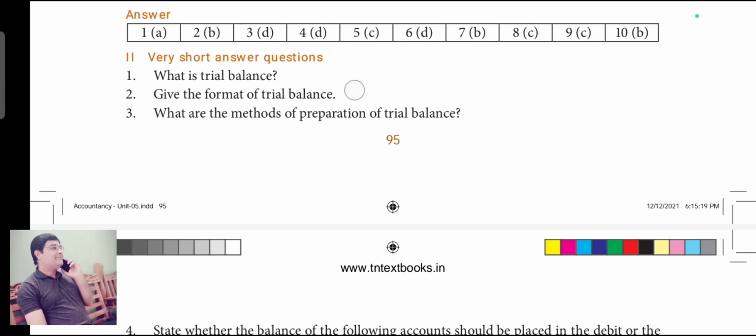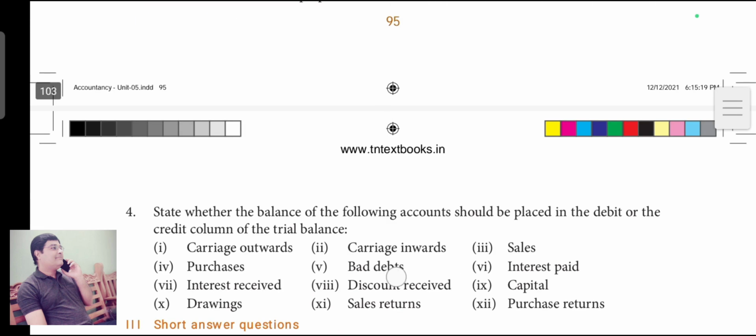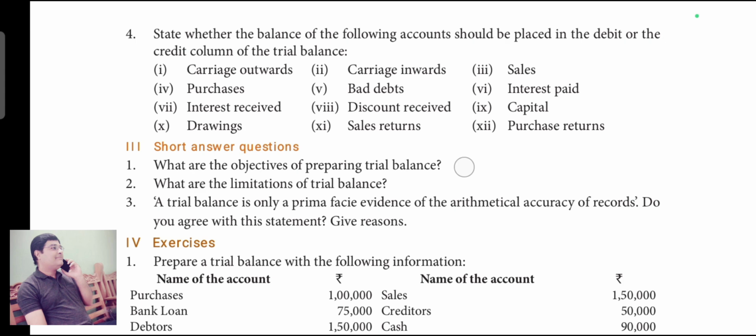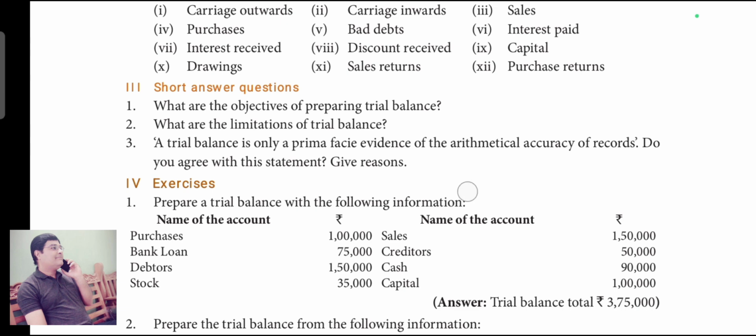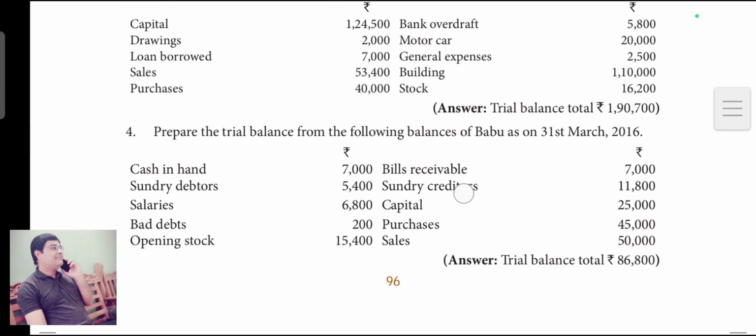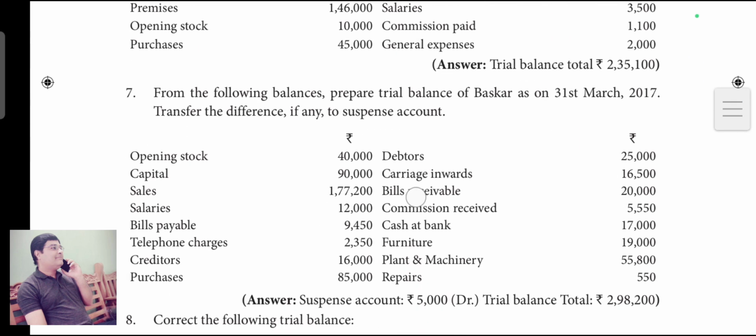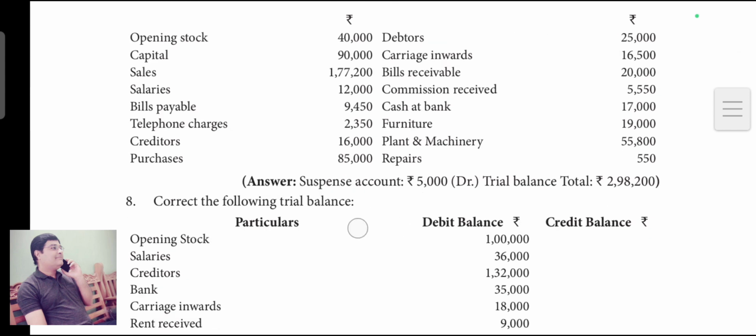In lesson number 5, trial balance, all the 4 very short answer. This one is asked in 2 marks and 3 marks sometimes. Short answer, first one, objectives of trial balance. In sums, important sum is first question, fourth question, seventh question, and eighth question is important in trial balance.